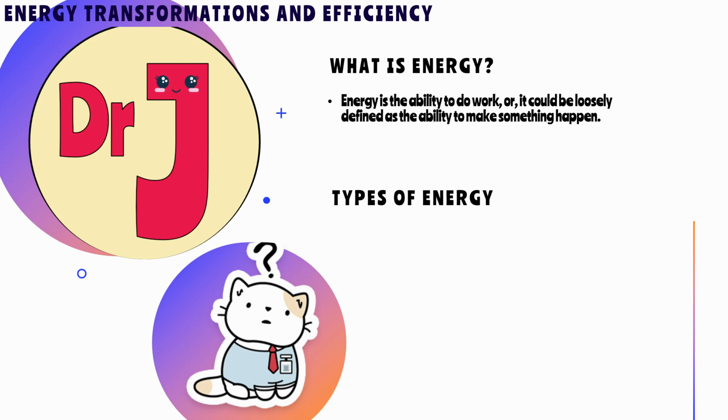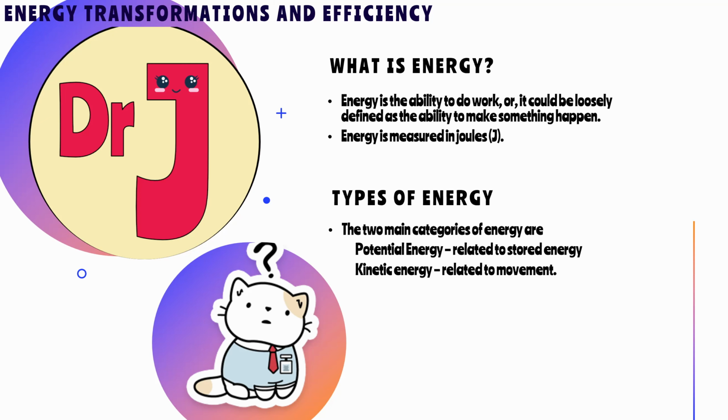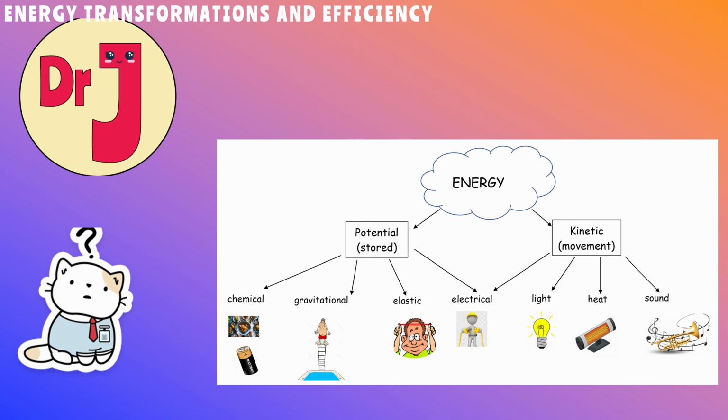Firstly, what is energy? Energy is the ability to do work, or it could be loosely defined as the ability to make something happen. It is measured in joules, which is represented with a capital J. The two main types of energy are potential energy and kinetic energy. Potential energy relates to stored energy, while kinetic energy relates to movement. All energy types can be grouped as either potential and/or kinetic energy.